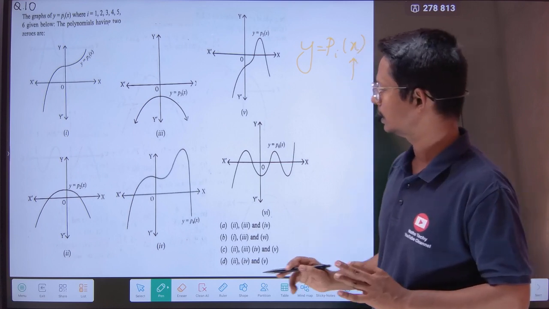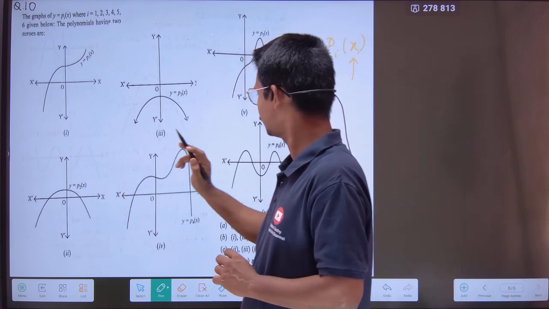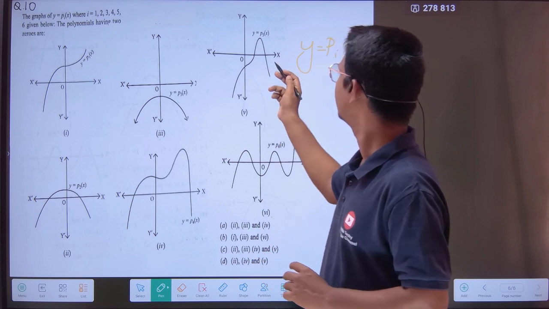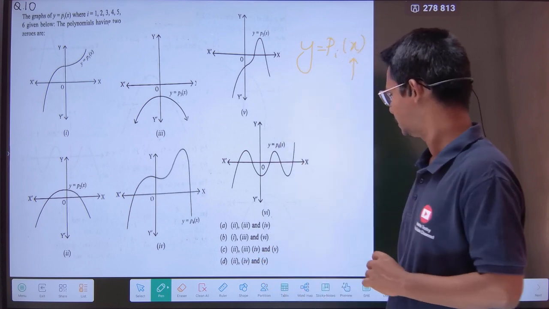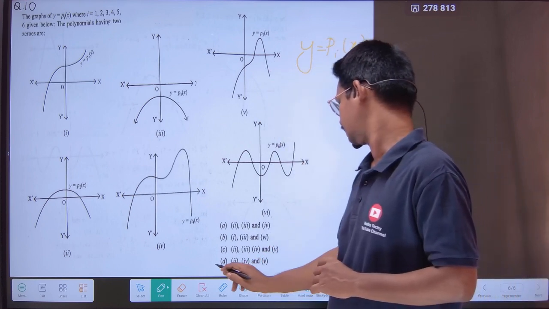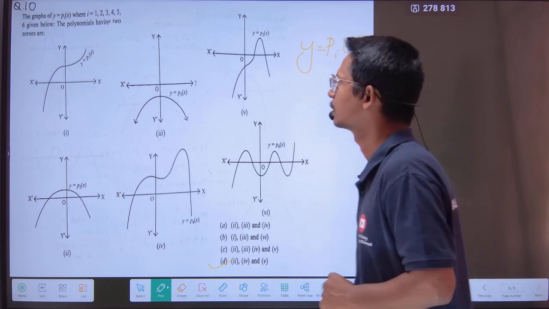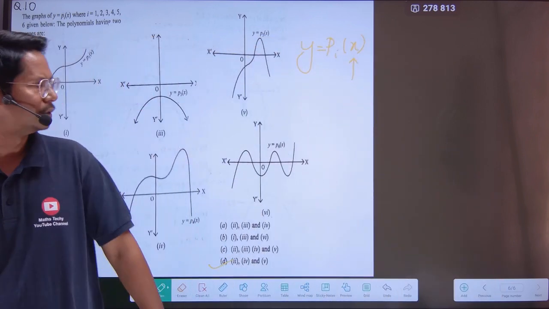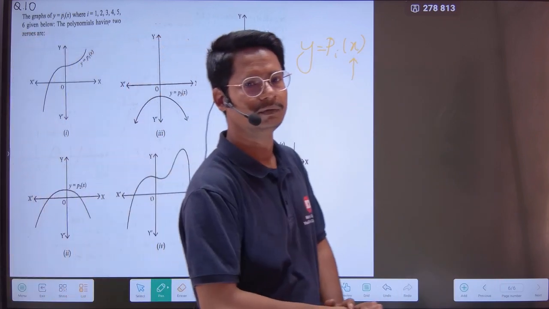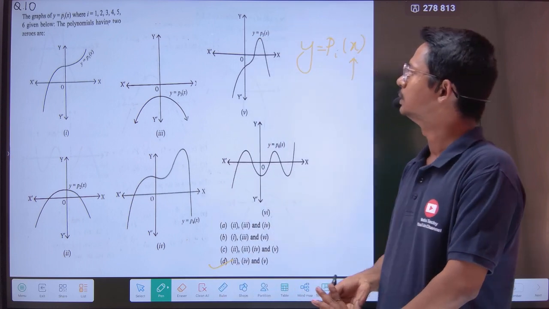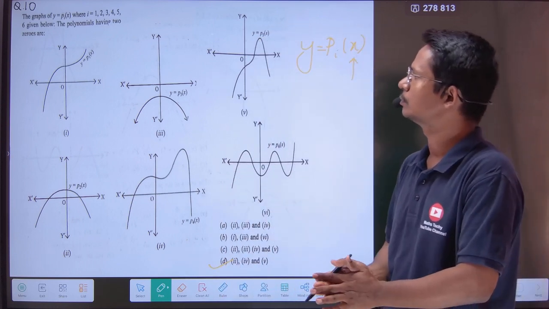So here you can see second, fourth and fifth, so it is option D. Option D is the correct answer. So this way we have solved some important MCQs of polynomials.